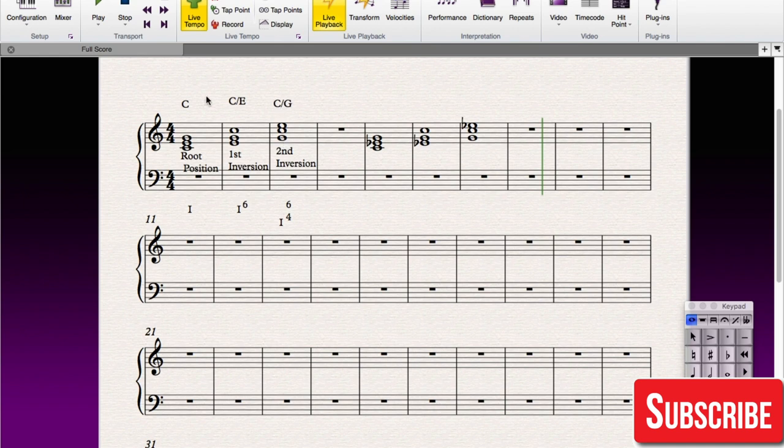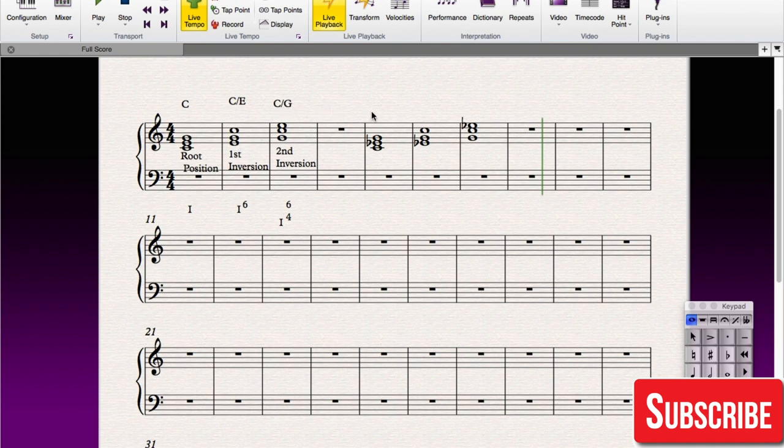Okay, so C over E is first inversion. The first letter is basically showing me that this is a C chord, and in this case a C major chord, slash. The second letter is saying that E is what should be in the bass. And in this case, again, what should be in the bass is a G.